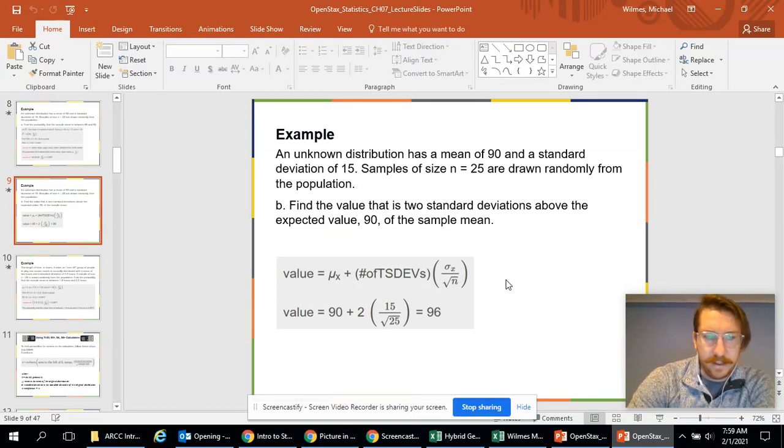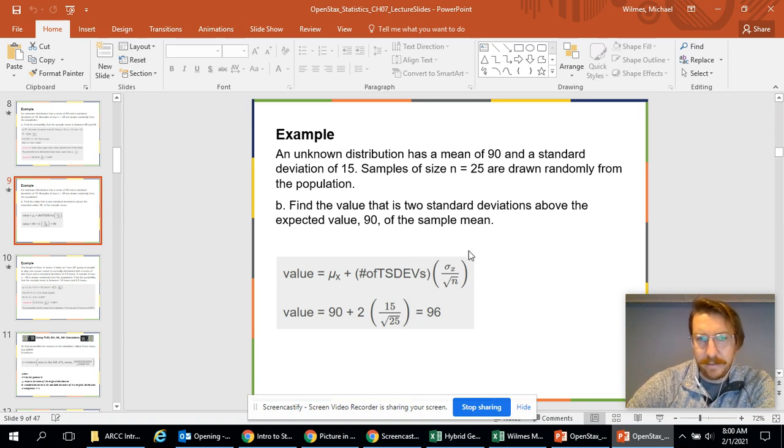All right, we're back for some examples in section 7.1, looking at the central limit theorem. This example is looking at an unknown distribution, average of 90, standard deviation of 15, and a sample size of 25, randomly drawn from the population. Find the value that's 2 standard deviations above the expected value of 90, the sample mean. So to do that, we want to find 2 standard deviations above 90.